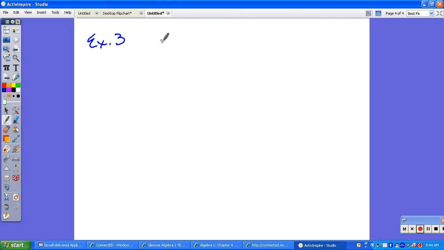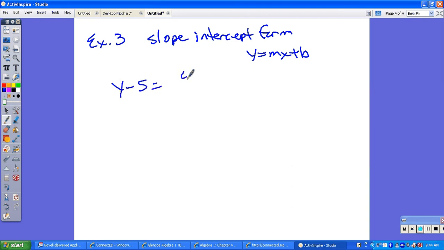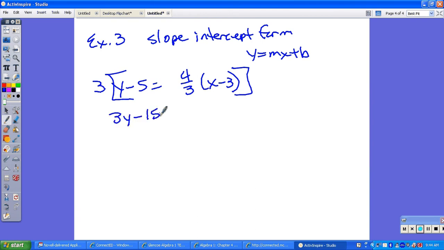We're going to call this example 3 now. So we're going to put it in slope intercept form, y equals mx plus b. And so what we have is y minus 5 equals 4/3 times x minus 3. We're multiplying the entire thing by 3. When we do that, we're going to get 3y minus 15 equals 4 times x minus 3. You're only multiplying the 3 times this fraction because this is considered one term because it's multiplied. Now let's distribute here. So we have 3y minus 15 equals 4x minus 12.